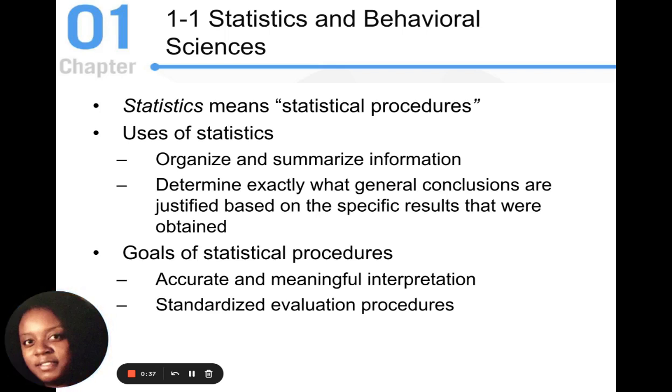to a certain outcome. We use statistics to organize and summarize information and to determine what general conclusions and justifications we can make about results that we've obtained, usually results involving research. The goal of a statistical procedure is to find accurate and meaningful interpretations, and to have a standardized evaluation procedure for others to use in the future.